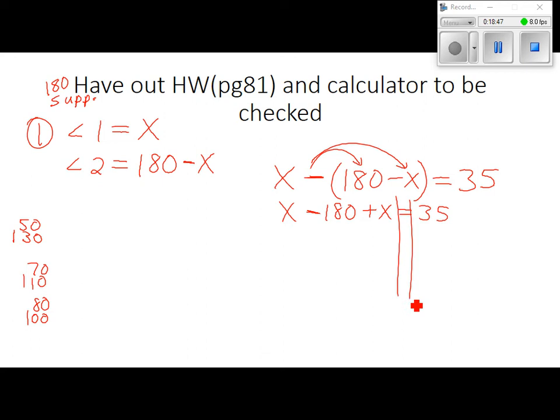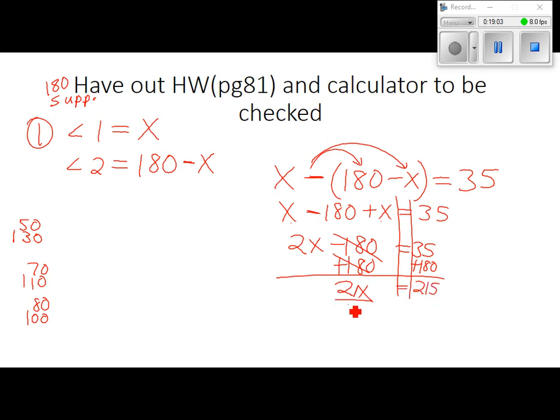Like terms, what's x and x give us? 2x minus 180 equals 35. Somebody help me out with the calculator. Add 180 to both sides. 215. Divide both sides by 2. What's x equal? 107.5.